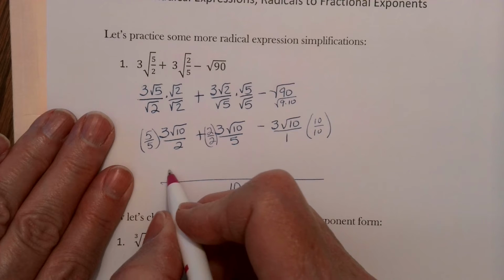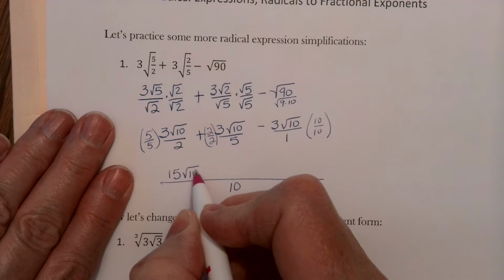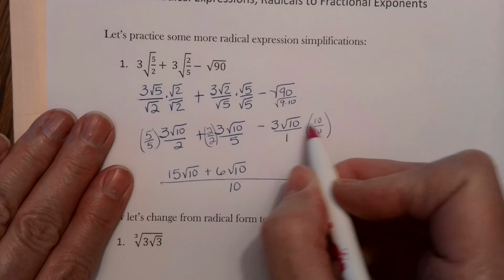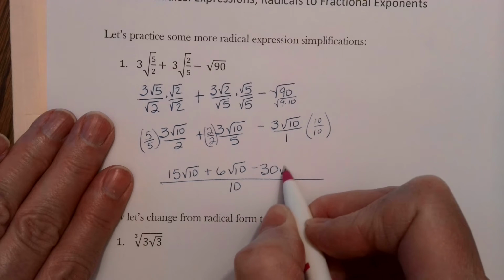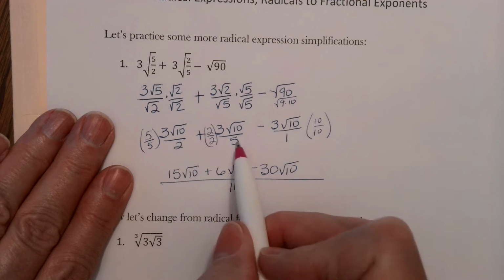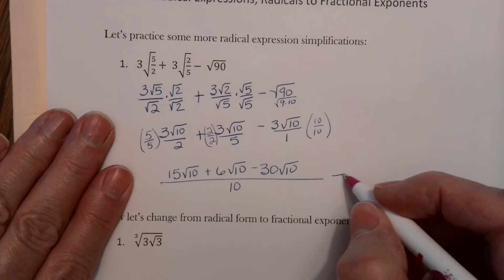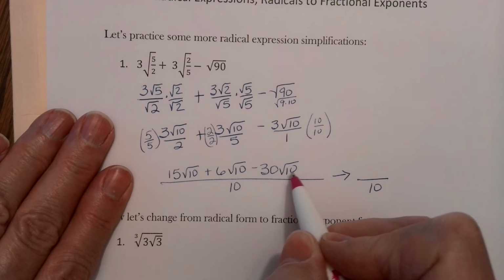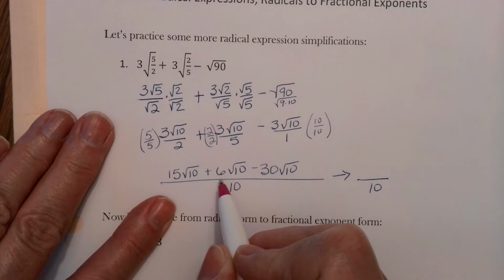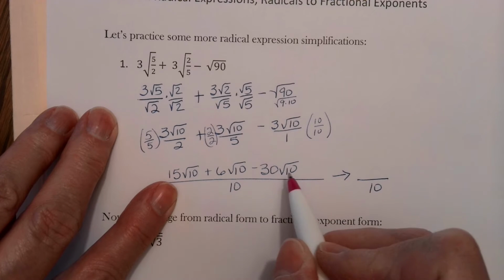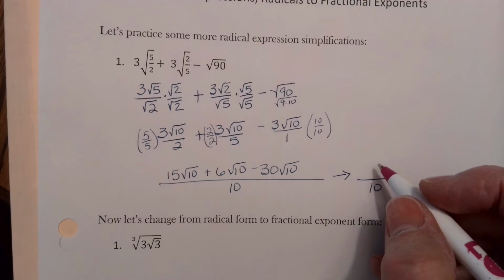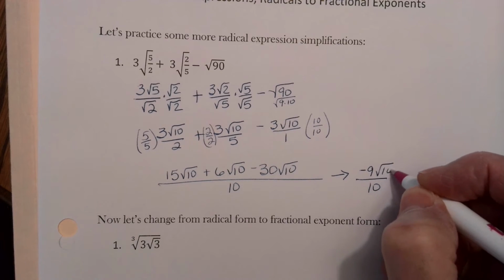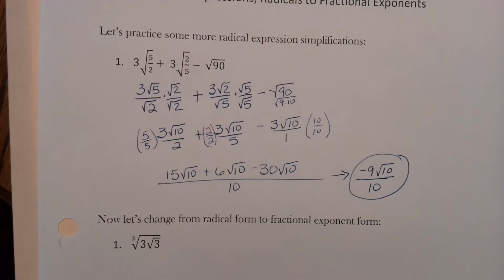So this one will become 15 times the square root of 10. This will become 6 times the square root of 10. This will become negative 30 times the square root of 10. Now the bottoms are all 10s. Okay? So now, since they're in the top, they're all times the square root of 10, I can add the numbers in front. So this is 21, negative 30, it's going to be a negative 9. So negative 9 times the square root of 10 over 10.